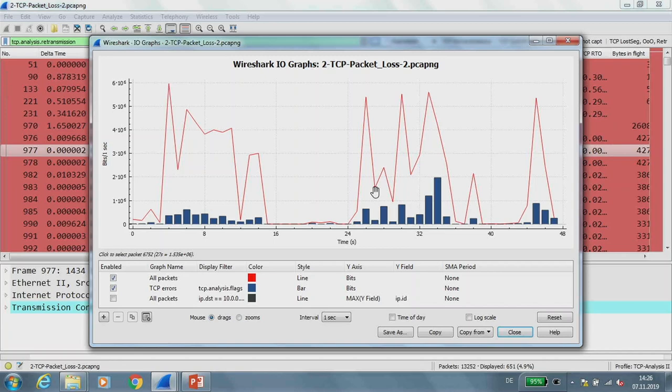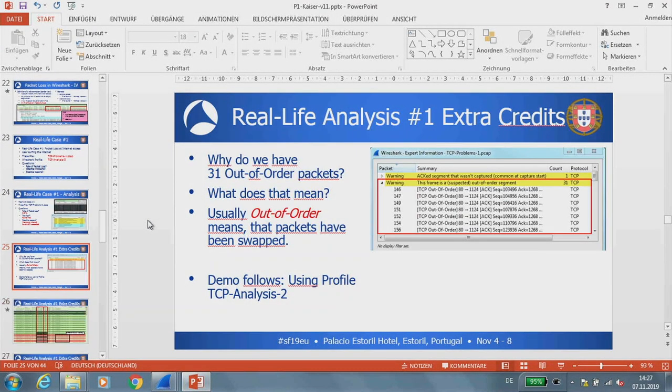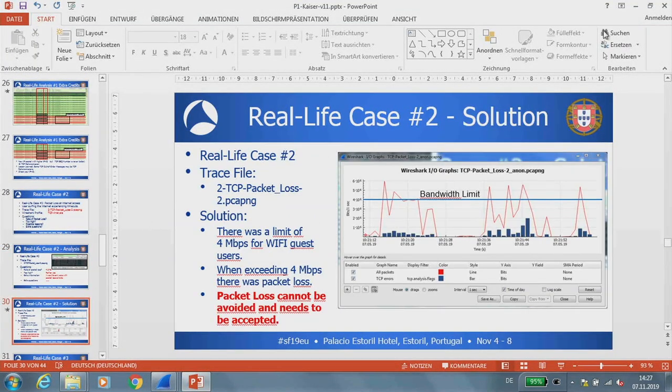I'm just trying to identify: is this normal or is it not normal? So that's a different approach here. It was 4, and just to do the analysis, the bandwidth limit was about 4 megabit. So now what can I do with this kind of network? Is this something we need to troubleshoot?